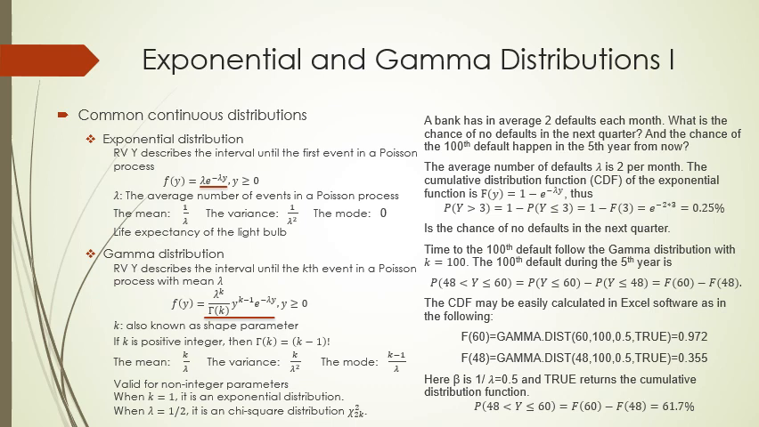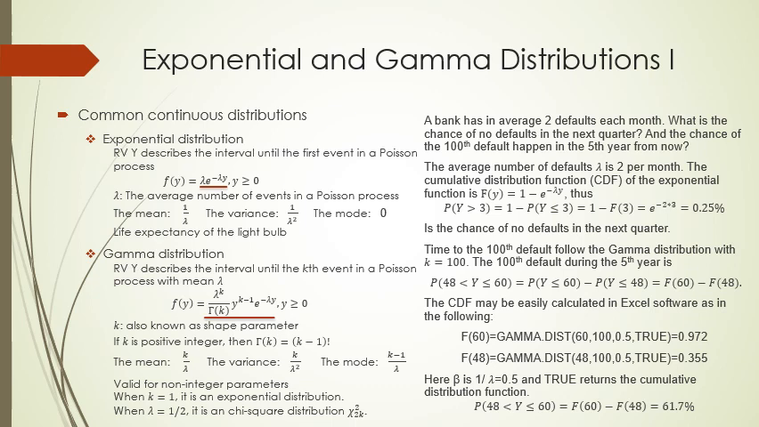The exponential and chi-square distributions are two special cases of the gamma distribution. When k is equal to 1, it is the exponential distribution. And when lambda is 1 over 2, it is a chi-square distribution with degrees of freedom 2k.